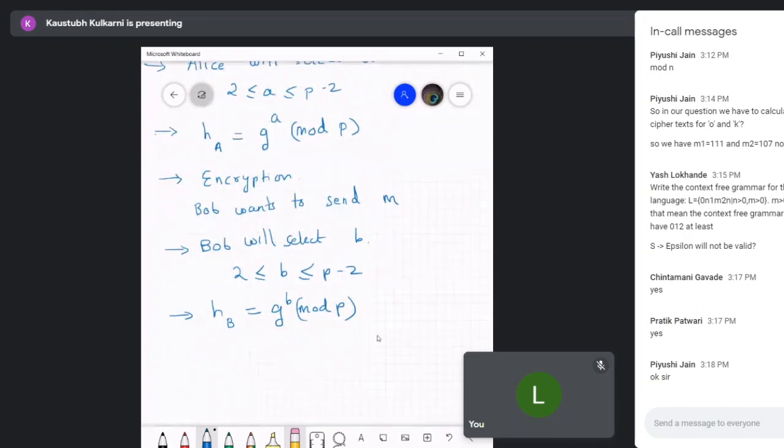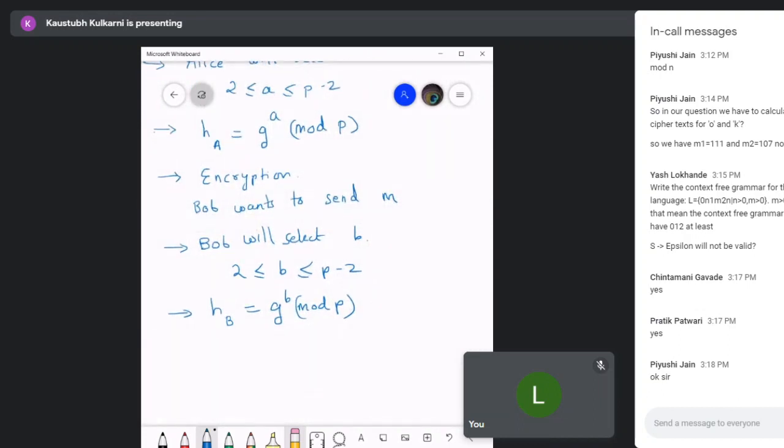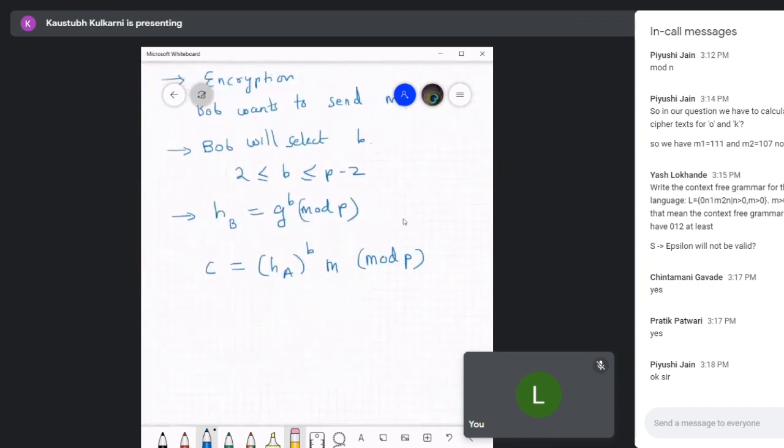And then for encryption, Bob will take the secret that he has received from Alice, that is HA raised to B, multiplied by M mod P. That will be the ciphertext. Okay. Now this is sent to Alice.